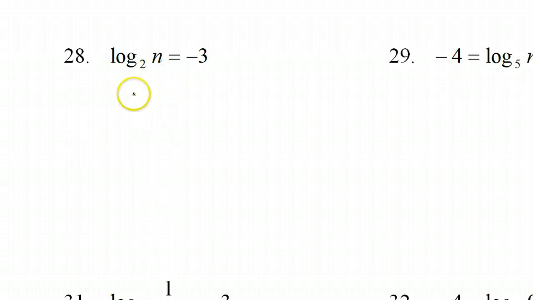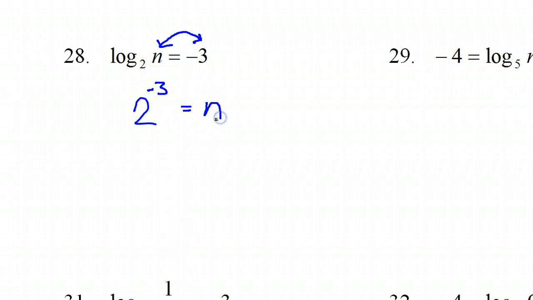Alright, rewriting this in the other form, we've got, always start with the base. Just bring your base straight down. So there's my base of 2. These things we're basically going to switch sides. So this negative 3 is going to come over here and become 2 to the negative 3 power. My n is going to go over there.